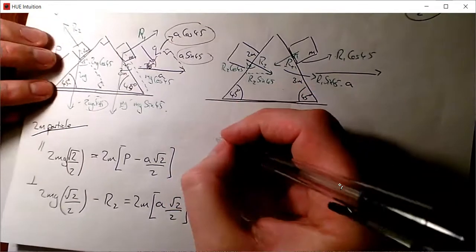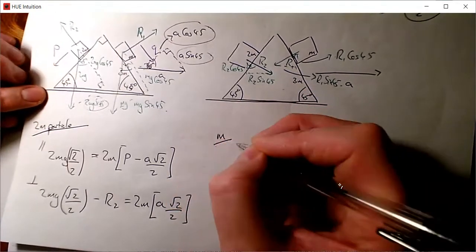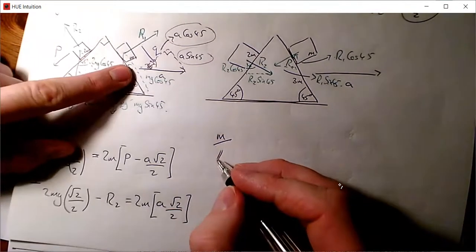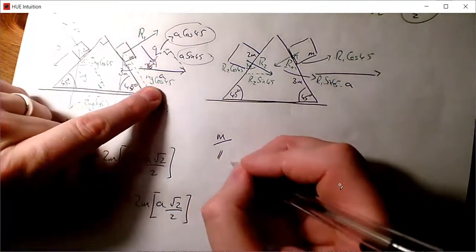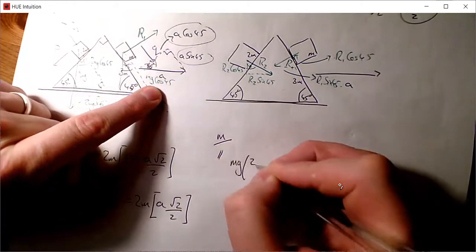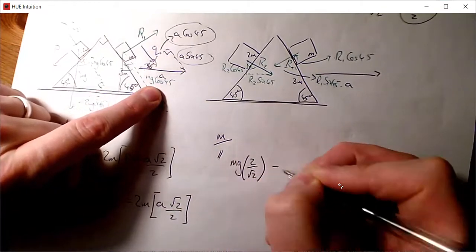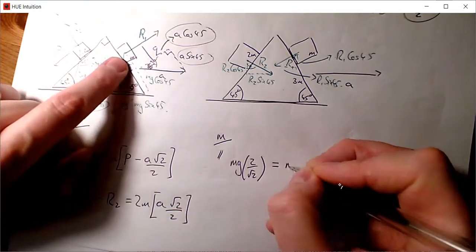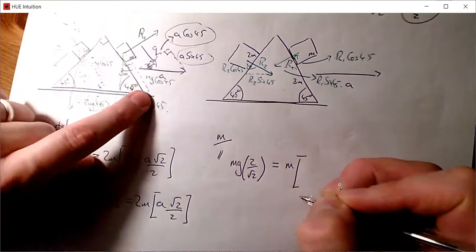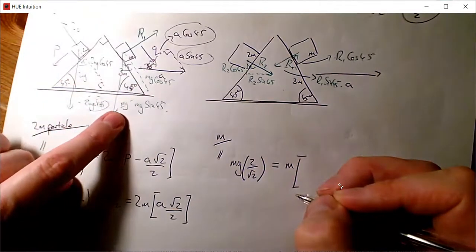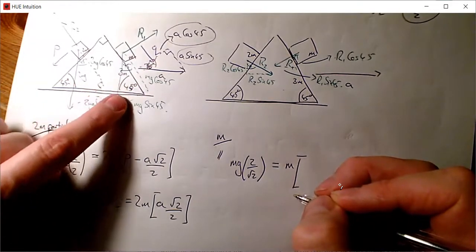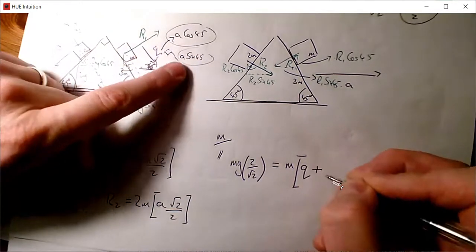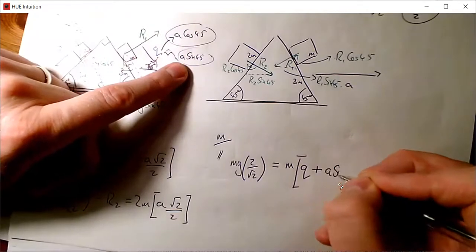Right, that's for the 2m particle. For the m particle, our force parallel to the surface is mg cos 45. So mg times 2 over root 2 minus, no other forces, equals its mass, which is just m, times its acceleration here, which is q plus, in the same direction, a sine 45.